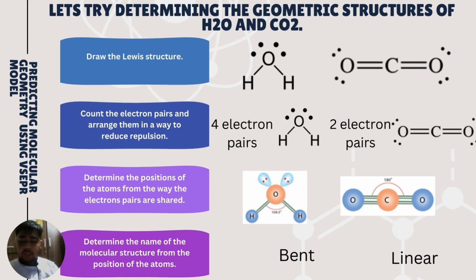Last is to determine the name of the molecular structure from the position of the atoms. For H2O, we can see it is a tetrahedral with 2 lone pairs, and the tetrahedral with 2 lone pairs is called bent. And for CO2, 2 pairs of electrons on a central atom is called linear.